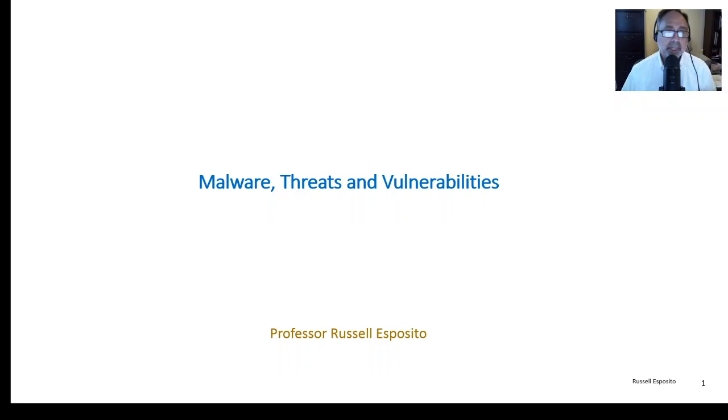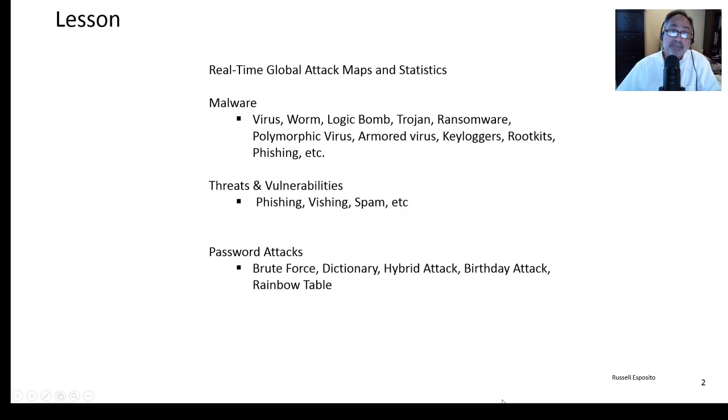Okay, let's take a closer look at malware, viruses, worms, different kinds of threats, and vulnerabilities. There are some sites you can look at: real-time global attack maps, kind of interesting to look at when you have some time. I'm not going to test you on that, but it's something you should know about. And then there's different kinds of malware. We'll go through these in detail. Other kinds of vulnerabilities are not really malware, but they can introduce problems for you. And then password attacks themselves, specifically password attacks. Let's look at these.